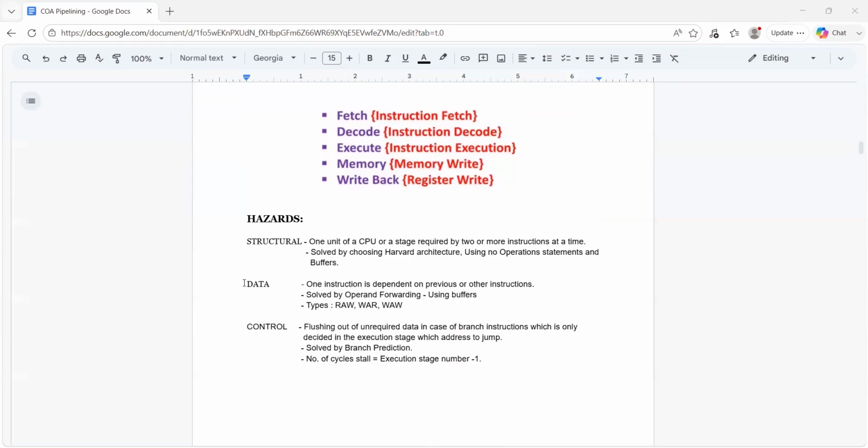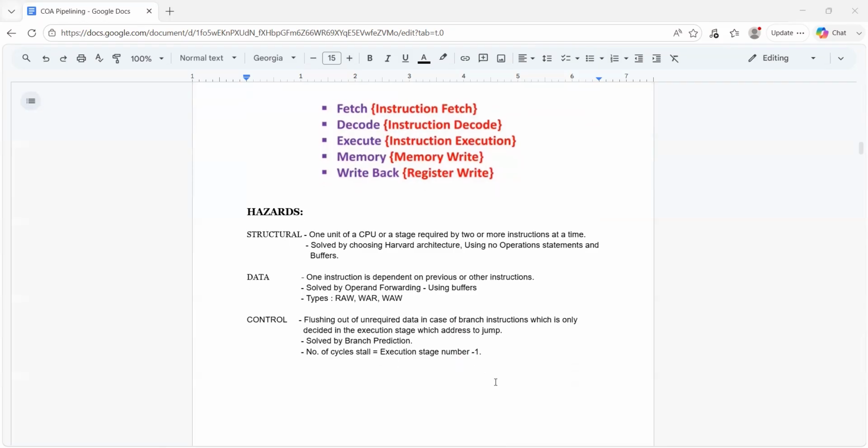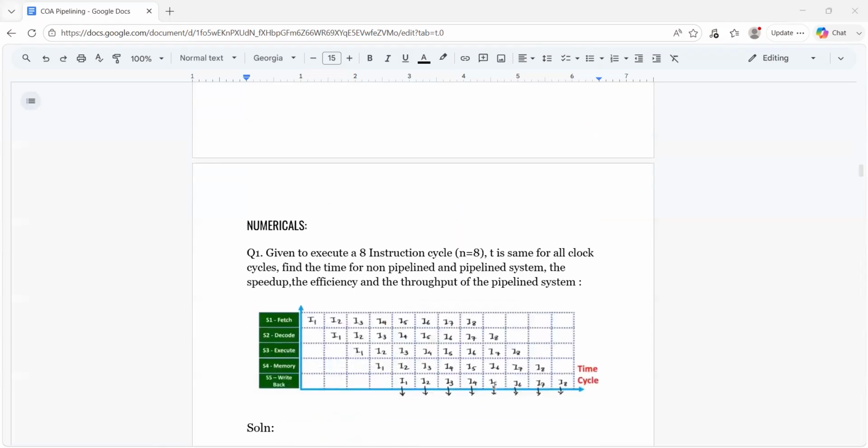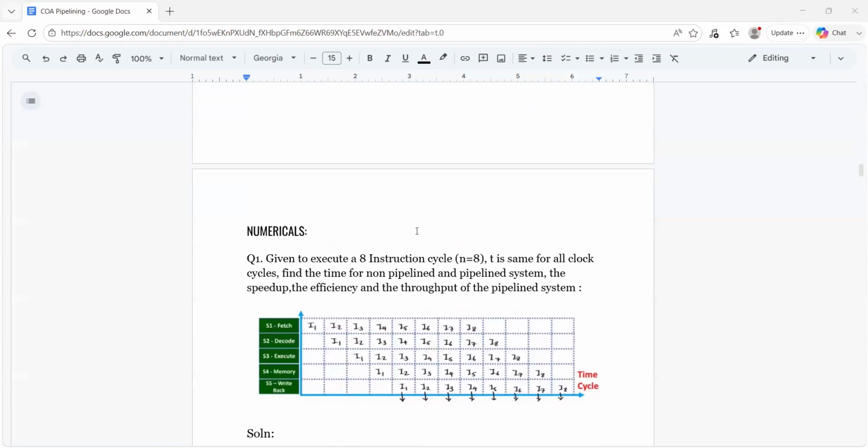Regarding hazards, there are three types: structural, data, and control, which we saw in the theory session as well. You can just read this if you want. Clock cycles, find the time for non-pipeline and pipeline cycles, and put your answers in the chat box.